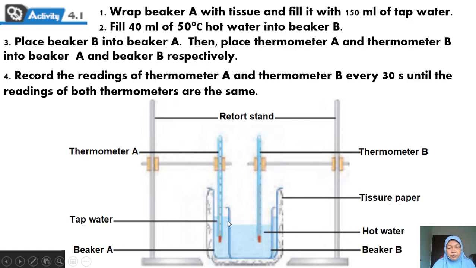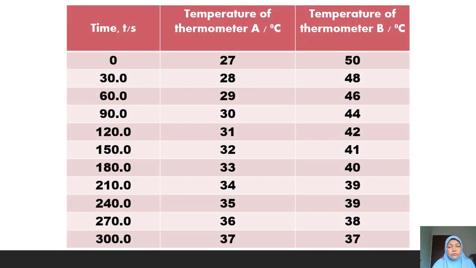Number 2, fill 40 ml of 50 degrees Celsius hot water into beaker B. Place beaker B into beaker A, then place thermometer A and thermometer B into beaker A and beaker B respectively. Then record the readings of thermometer A and thermometer B every 30 seconds until the readings of both thermometers are the same. So here we have the bigger beaker A with tap water, and then we have a smaller beaker filled with hot water at 50 degrees Celsius. Then we put it inside beaker A. Then we take the temperature for the two thermometers.